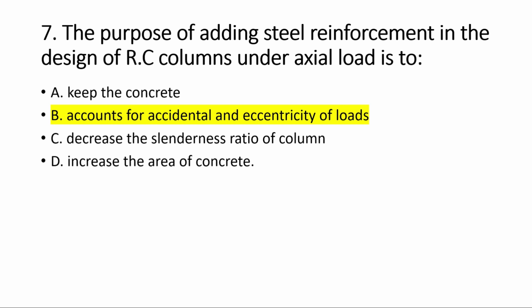It specifies the minimum reinforcement in the column as 0.8%, and we know the minimum bar diameter of a column is 12 mm. Okay, so the purpose of adding steel reinforcement is to account for accidental eccentricity of load under axial load. So option B is correct. Okay, so move on to the next question.